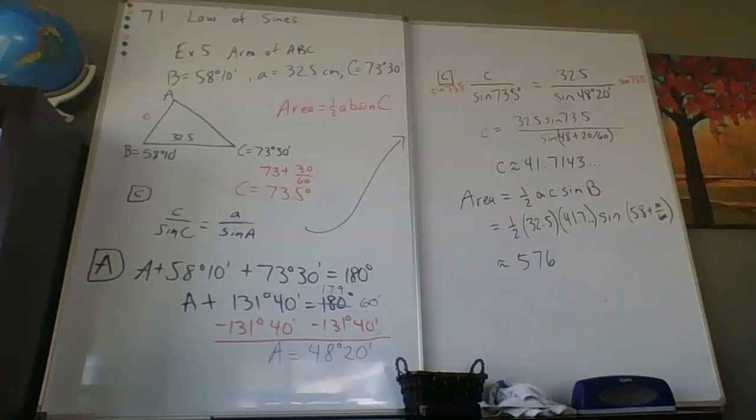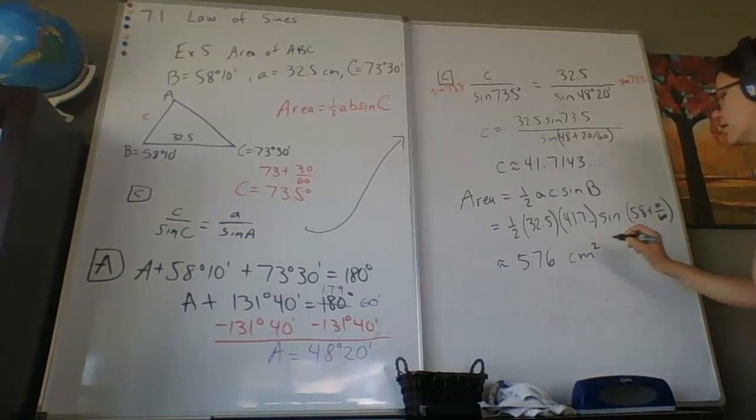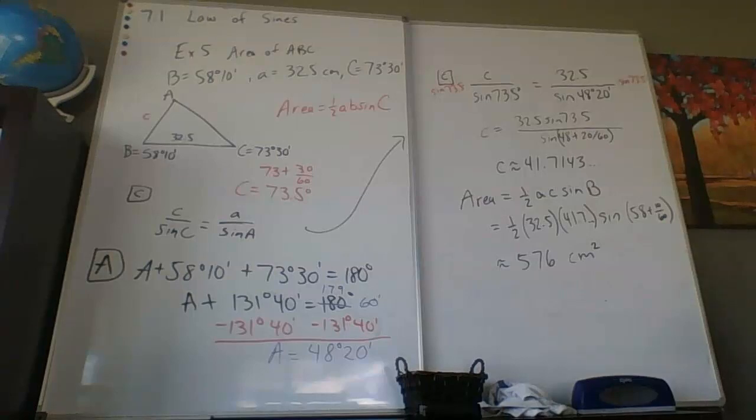Putting this in the calculator, we get approximately 576, but because our measurement is in centimeters, the area will be in centimeters squared. Notice this problem was a little more involved than example 4 because we did not have 2 sides and its included angle. So therefore we had to work using the law of sines to get a second side to be able to apply this area formula. I hope you enjoyed this video. See you next time.